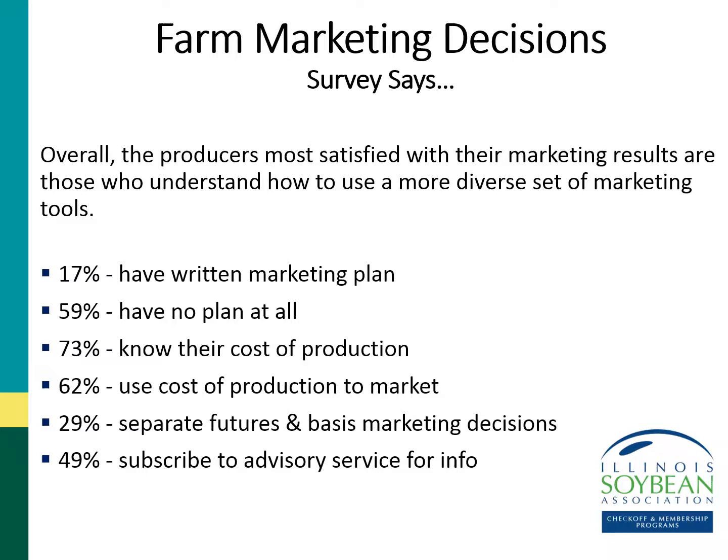But some other statistics that were noteworthy and kind of say something about how farmers make marketing decisions in general were that 17% of farmers have a written marketing plan. That's 17% total have one. 59% have no plan at all. 73% know their cost of production. A little bit less than that, 62%, use that cost of production to make marketing decisions. Only 29% separate the futures and basis decisions in marketing, and 49% subscribe to some advisory service for information.